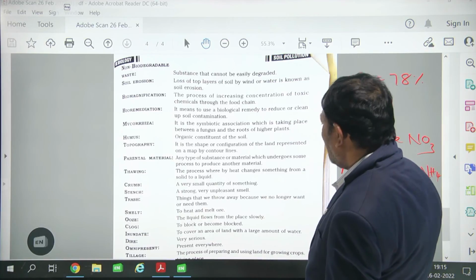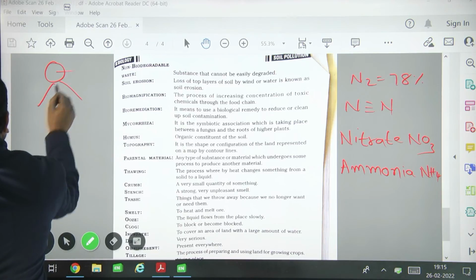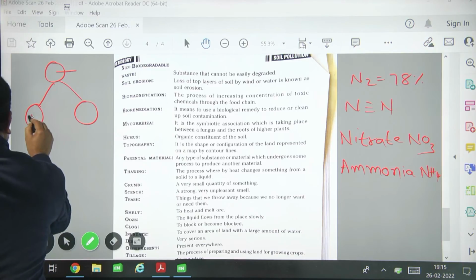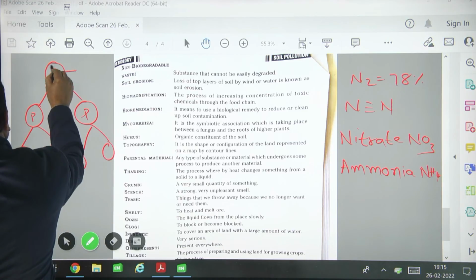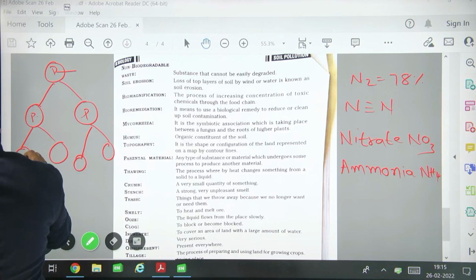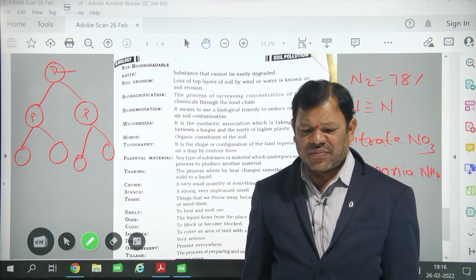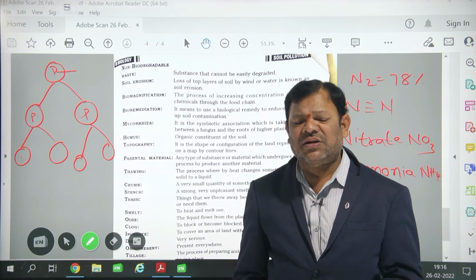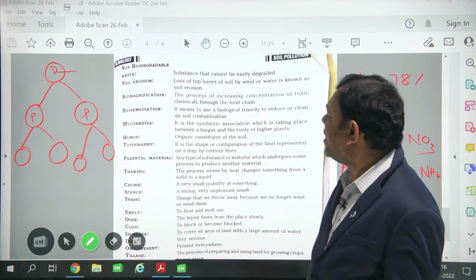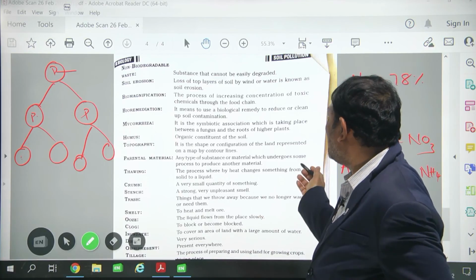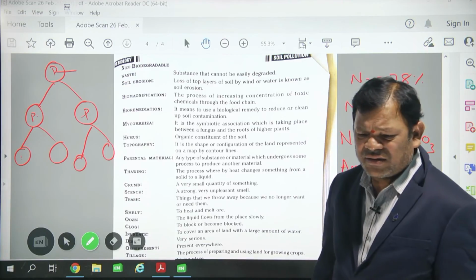You know very well, in amoeba binary fission, this is the parent, two daughter cells are formed, then again each becomes a parent and two daughter cells are formed, like that. Everything comes from the parent material only. So parental material means any substance or material which undergoes a process to produce another material. Is it clear?